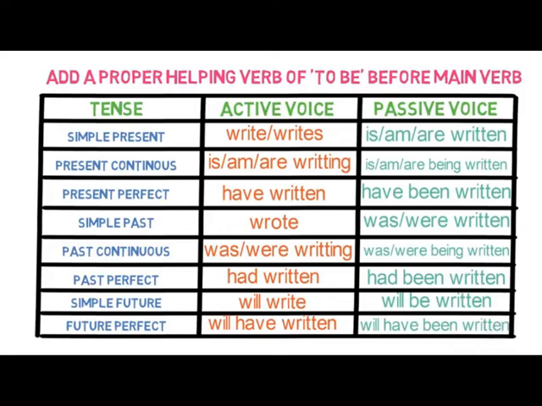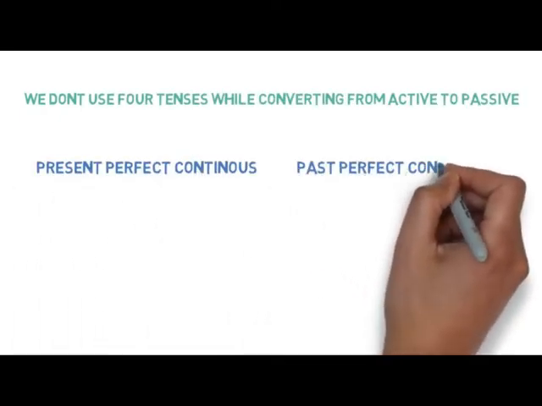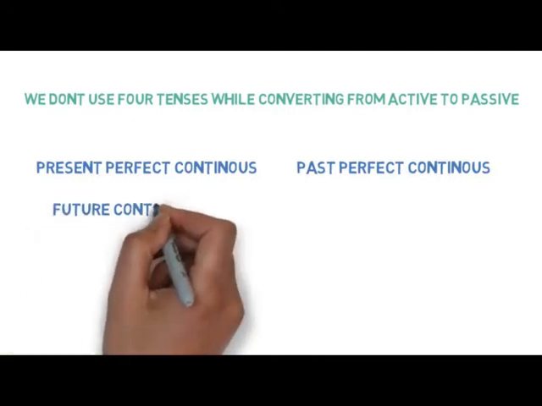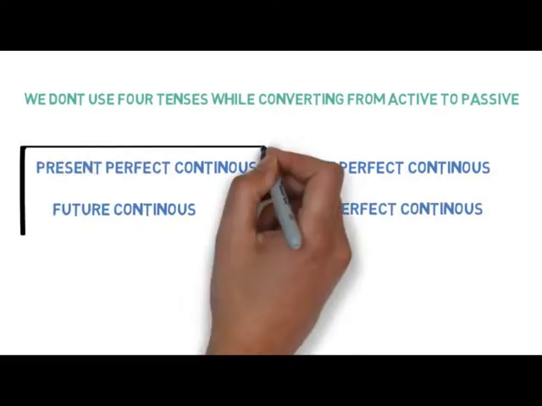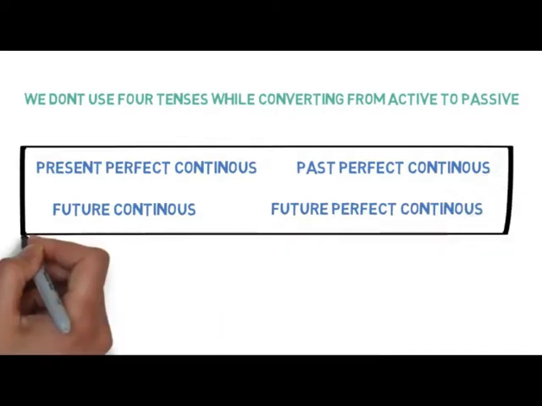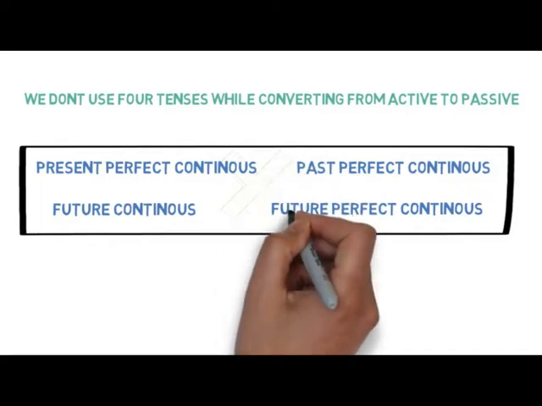Now, let's see that we have 4 tenses we will not use in the passive voice, that are, first of all, present perfect continuous, past perfect continuous, future continuous, and the future perfect continuous. They are not included in our rule today. So they are out.